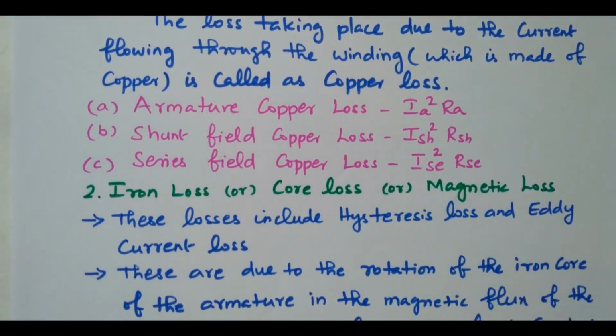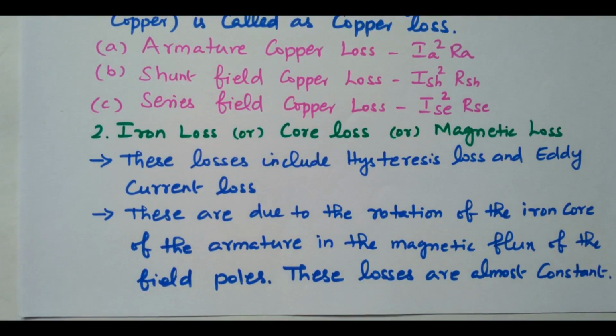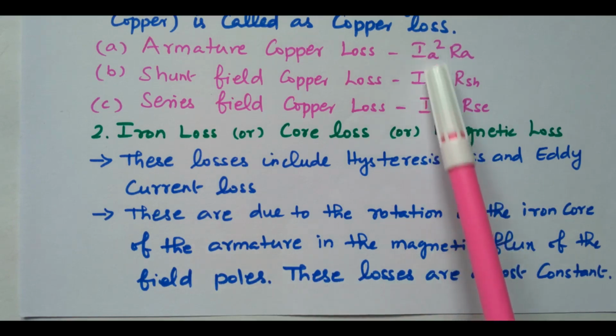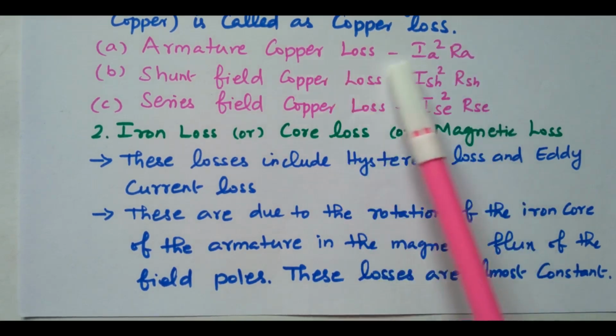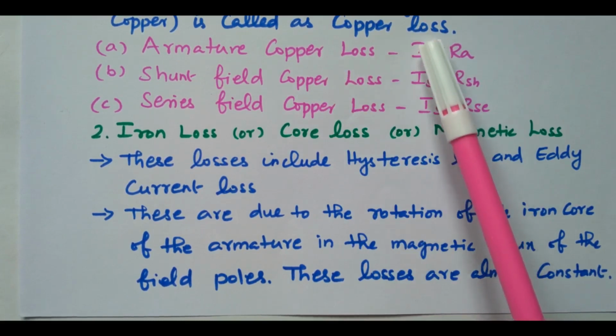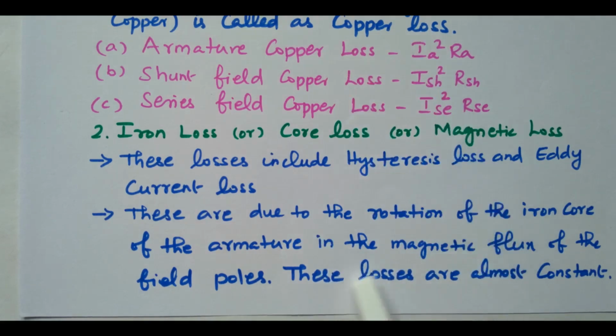Then we will go to the iron loss. The iron loss is due to the loss in the core. These losses include hysteresis loss and eddy current loss. They are due to the rotation of the iron core of the armature in the magnetic flux of the field pole. These losses are almost constant. In the previous losses, the copper loss, when the current increases, the losses also increase. If the armature current increases, the losses will increase. So it depends upon the current, so it is a variable loss. But the iron loss is almost constant. It will not change with respect to the current.